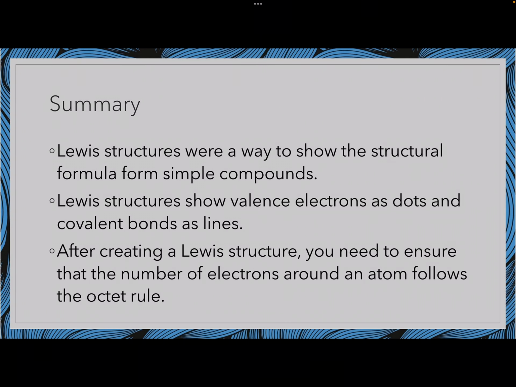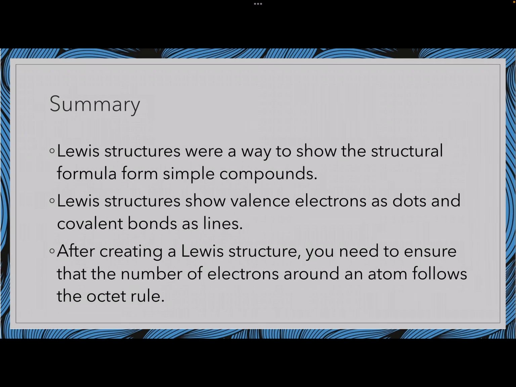Lewis structures are a way to show the structural formula for simple compounds. Lewis structures show valence electrons as dots and covalent bonds as lines. After creating a Lewis structure, you need to ensure that the number of electrons around an atom follows the octet rule, except for those exceptions. Those exceptions being sulfur and phosphorus, which can do 10, boron, which can do 6, and hydrogen and helium can only do 2. Okay, so always remember those exceptions.